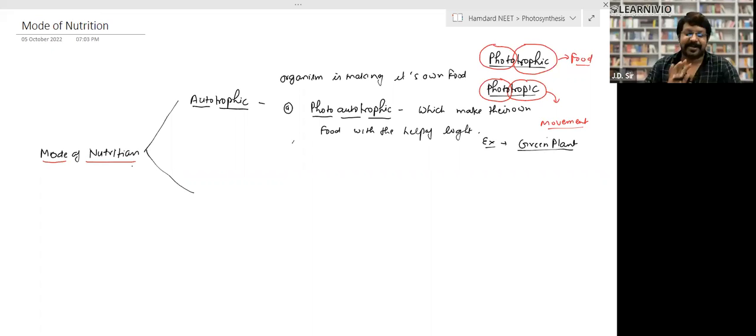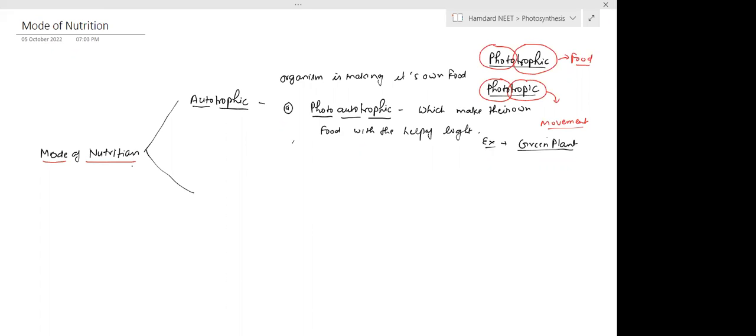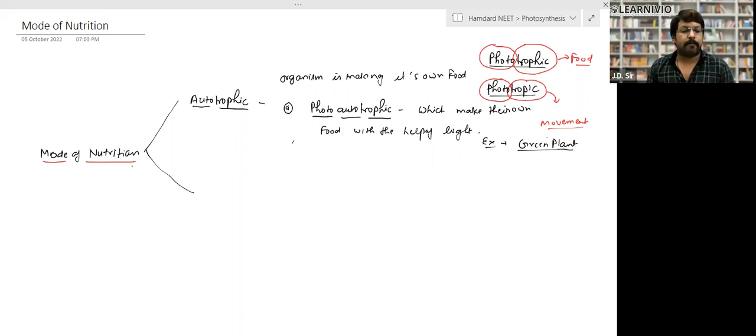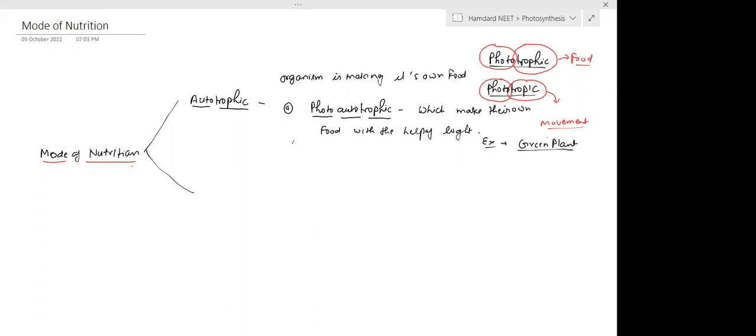Okay, that's correct. Actually, look, photo means light, auto means self, and trophic means nutrition. So those organisms which make their own nutrition or their own food with the help of light are called photoautotrophic. Clear? So all of the plants make their own food with the help of light. That's why we say that plants are photoautotrophic. Is that clear? Okay.